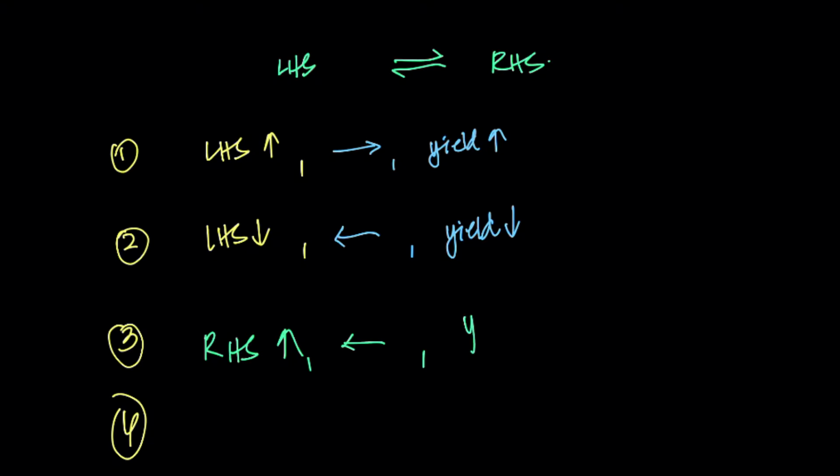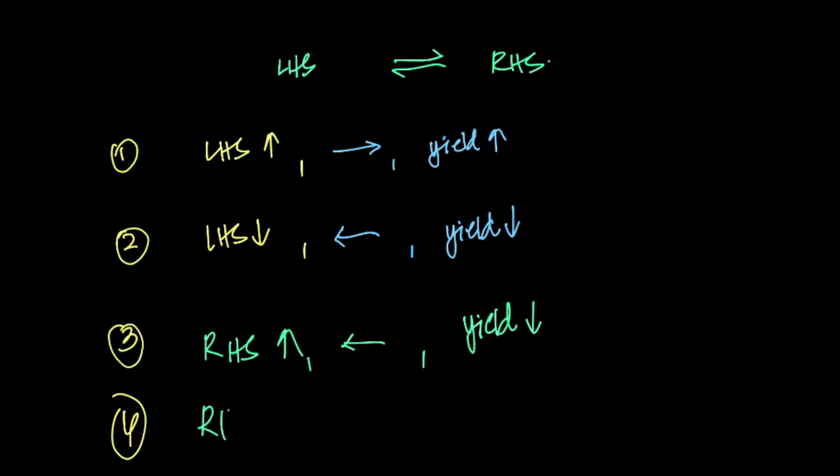And it goes backwards. Remember, anything that goes backwards, yield will decrease, because yield is a measure of the forward reaction. So if it goes left, yield decreases. If it goes right, yield increases. And then what we do is we try to figure out which factors will make it go right and which will make it go left.